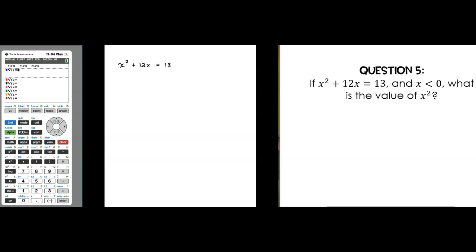This is not quite in standard form, so I'd like to start out by just putting this in a nice standard form. I'll do that by subtracting 13 from both sides of the equation. I've got x squared plus 12x minus 13 equals 0. Much better.